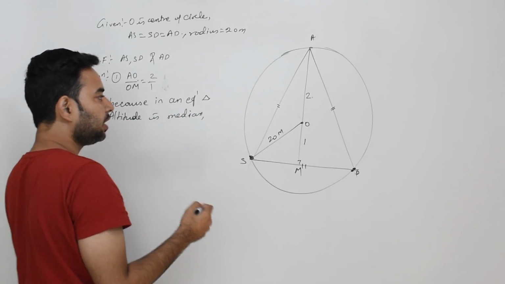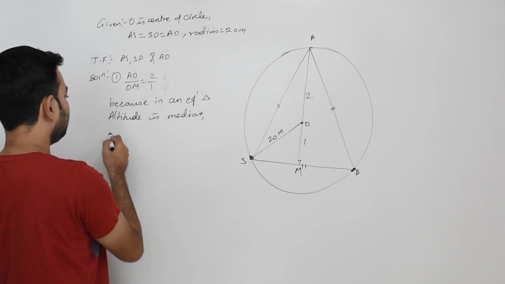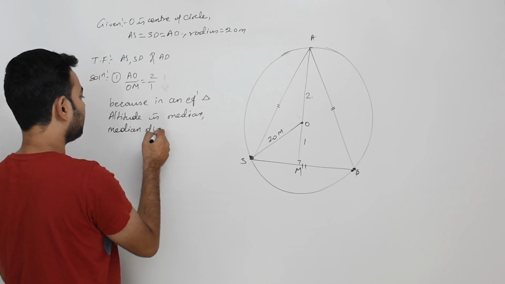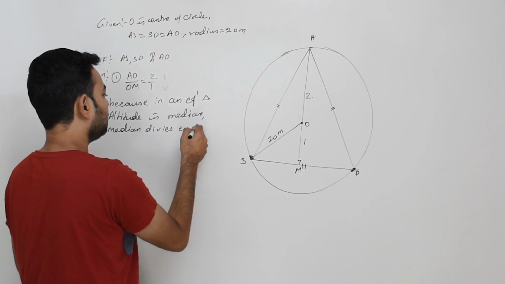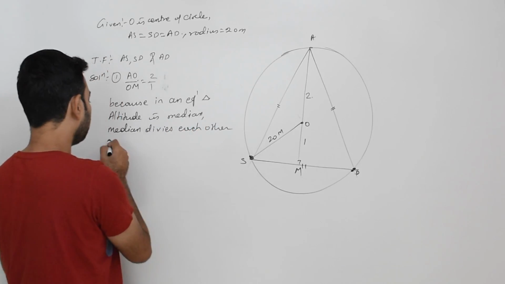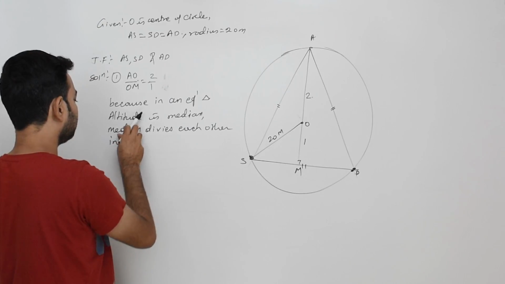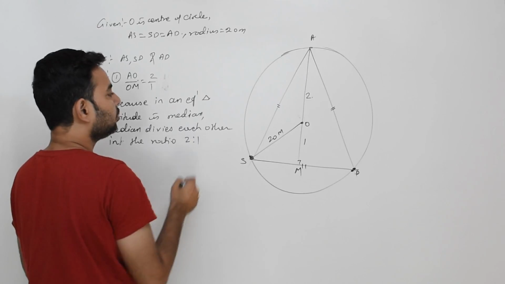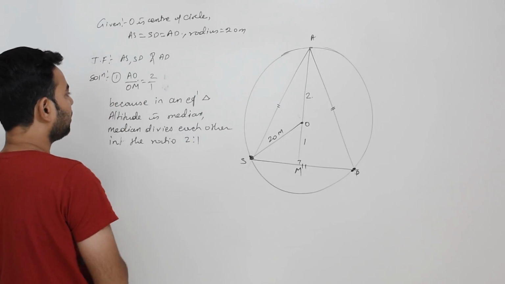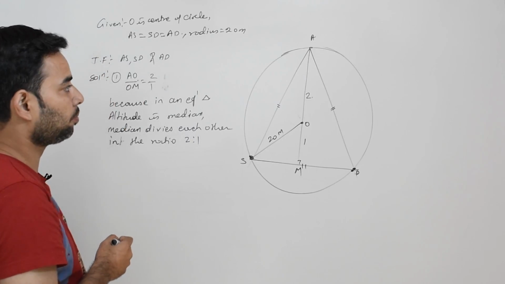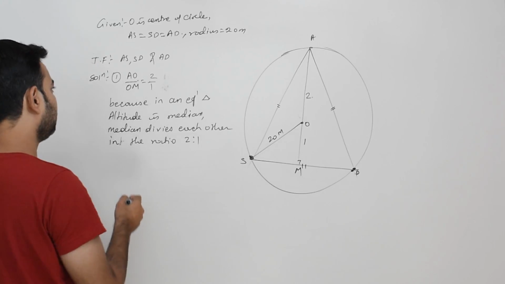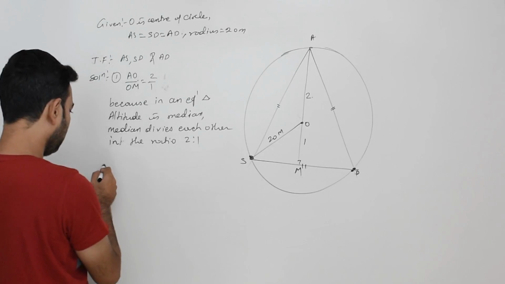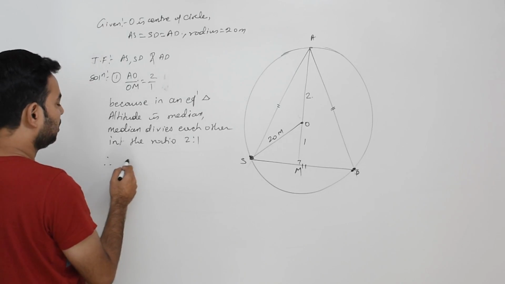If altitude is median, then the median divides each other in the ratio 2:1. Therefore, OM upon OA, or OA upon OM, is nothing but 2:1. OA is nothing but the radius of the circle. So therefore, what is OM?